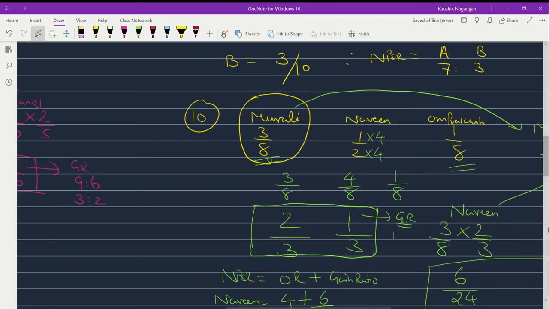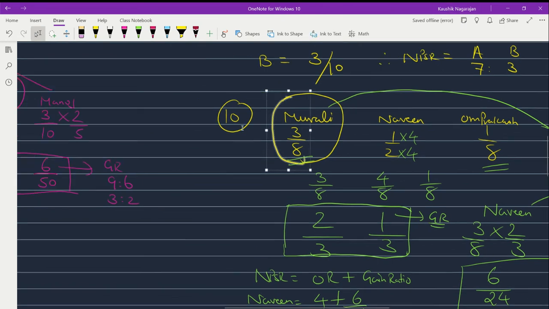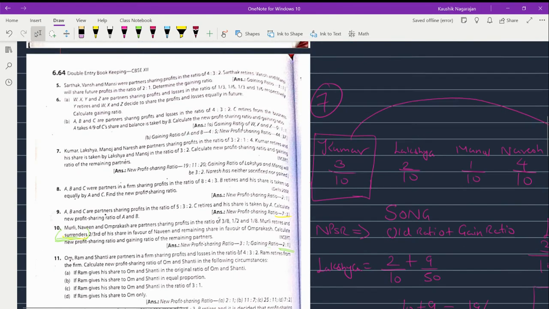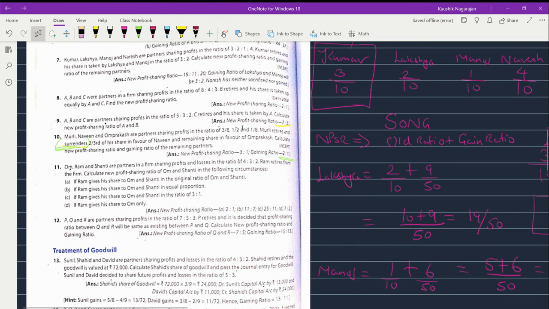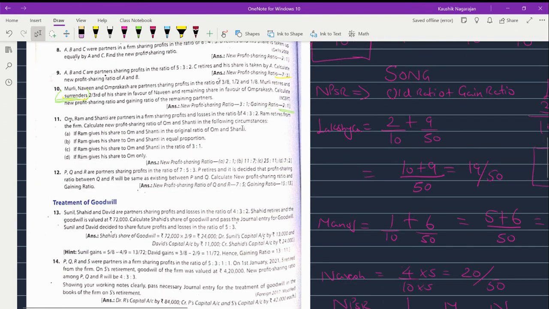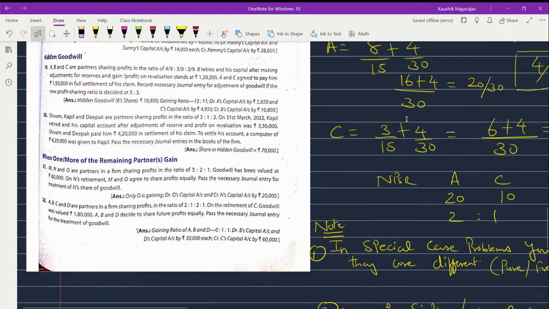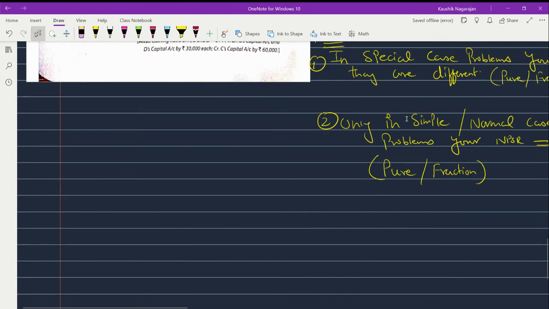So moving on to problem number 11. So what is given in the 11th problem? Let's take it out and make it fast. In the 11th problem, it is mentioned that Om, Ram, and Shanti are partners. So now we have got three partners, namely Om, right?